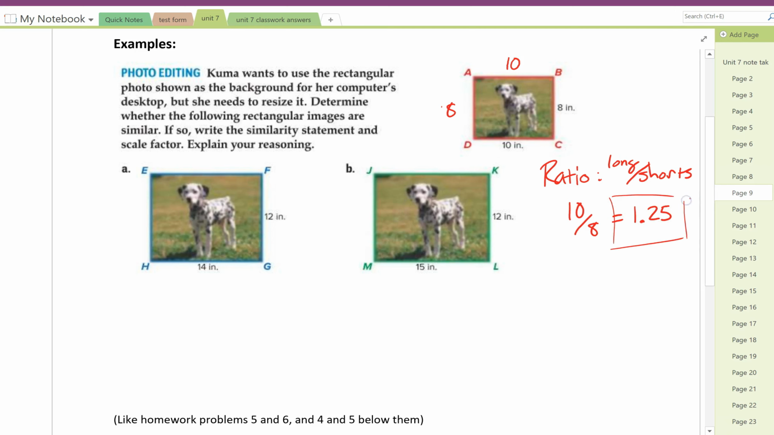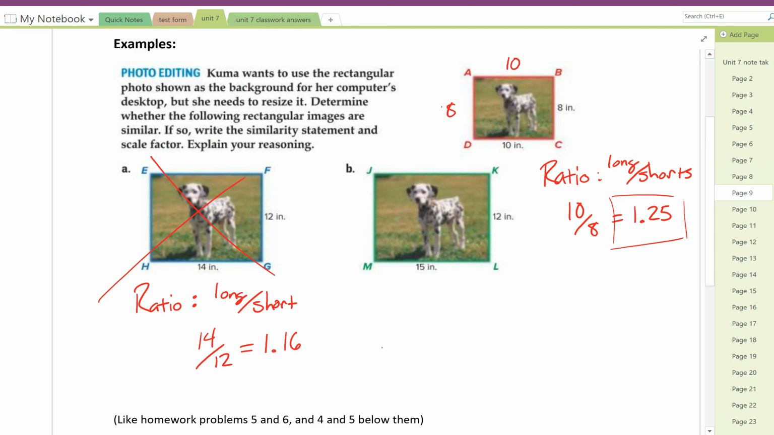So what I need to do is figure out whether A or B, the picture in the blue frame or the picture in the green frame, has a ratio between its long and short sides that's 1.25. Okay, so the ratio down here under the blue picture between the long and short side would look like what? Well, the long side is 14, the short side is 12. 14 divided by 12 is going to be about 1.16. Okay, so that one's out.